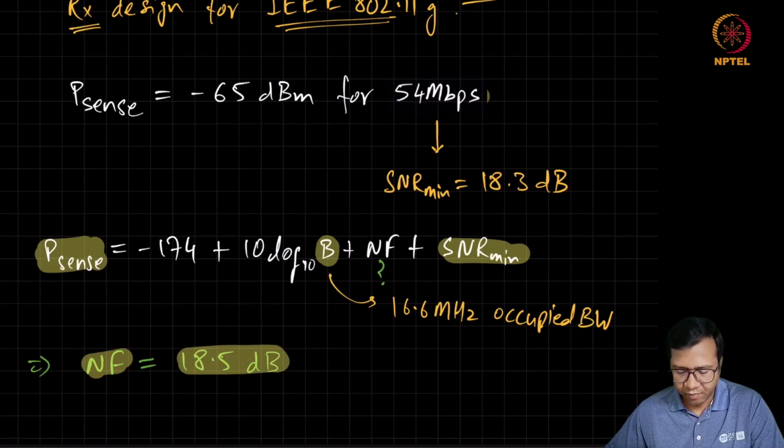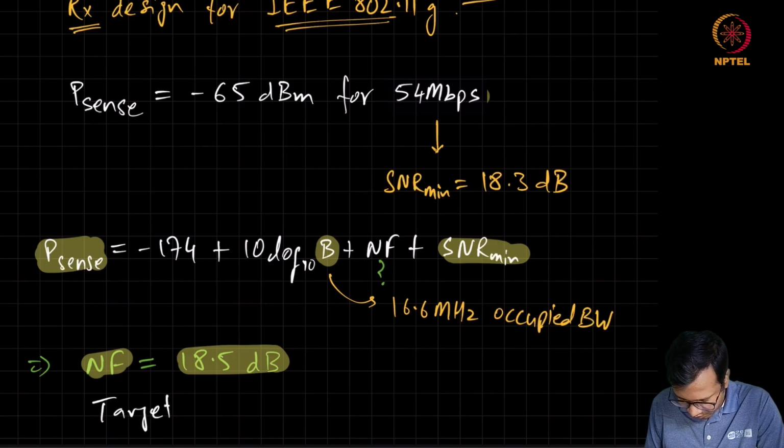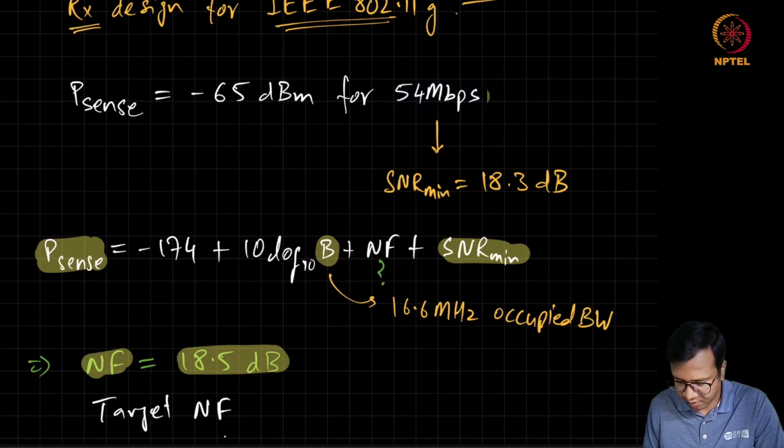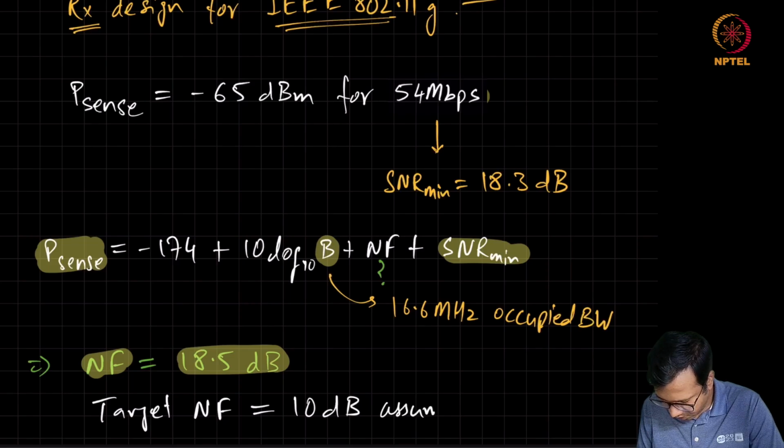And in all the real systems, you will find that there is going to be attenuation at the antenna interface. In addition to that, you will also add some design margin. And we can say that the target noise figure for the entire receiver is going to be 10 dB, assuming 8.5 dB margin.